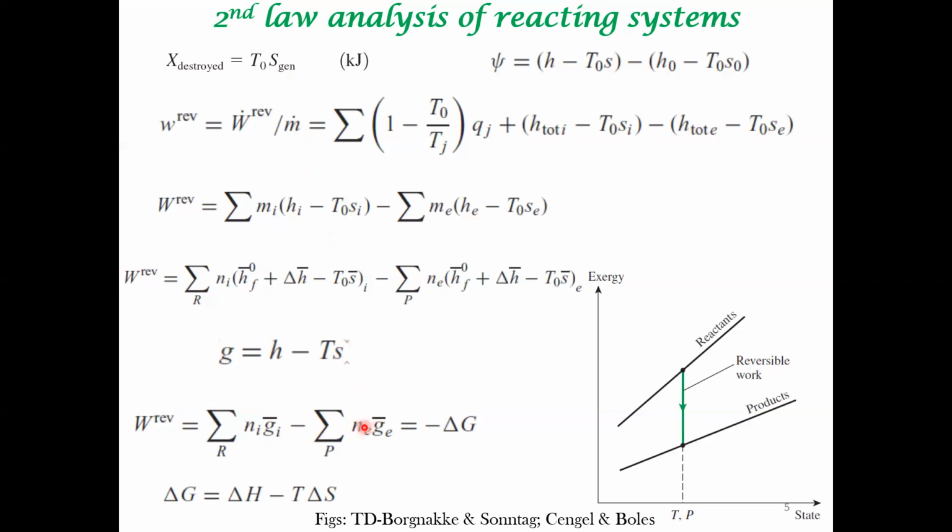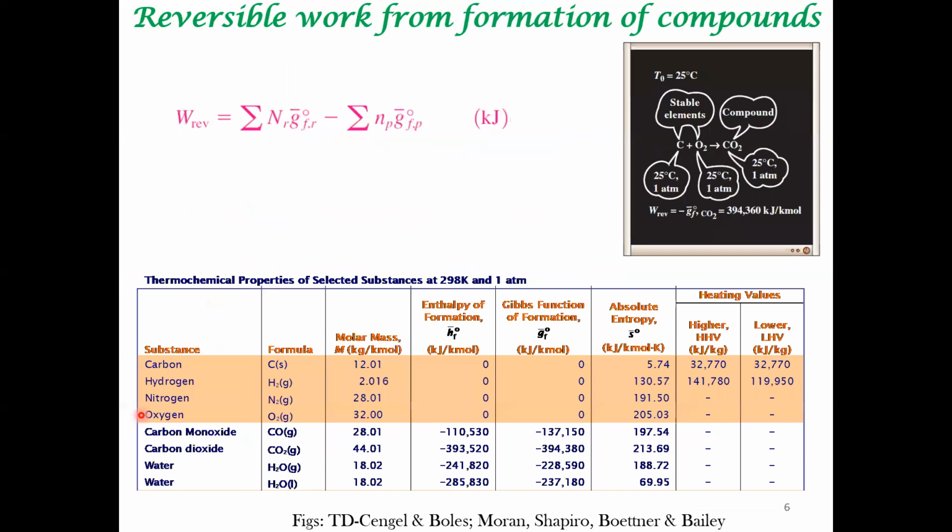All right, so this is an important relationship. Delta G is equal to delta H of the reaction minus T delta S of the reaction. This is a very important formula, and that formula has to be connected to the maximum reversible work you can obtain from a chemically reacting system. There's a lot of implication. So what is the implication?